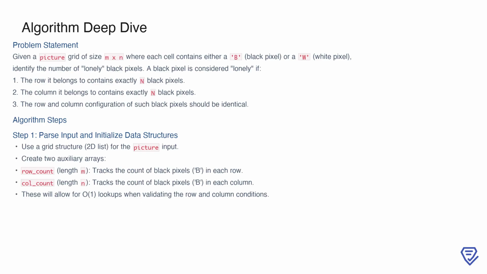To solve this, we start by parsing the input and setting up our data structures. The grid is represented as a 2D list, and we prepare two auxiliary arrays, row_count to track the number of black pixels in each row and col_count to track the number in each column. These arrays allow us to quickly validate the row and column conditions while iterating through the grid. This initial setup is crucial for efficient computation in the steps that follow.